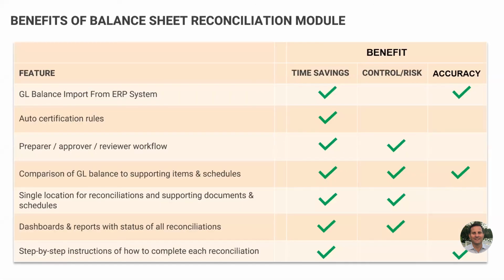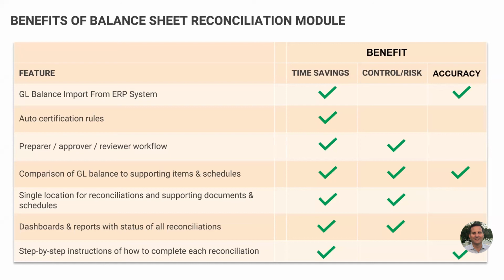So let's finish up the account rec module with reviewing its key benefits. The first is that GL balances are imported from your ERP system. So Blackline does all that work for you, and your GL balances are always accurate. The auto certification rules are a huge time saver. The system is actually completing the reconciliations for you.